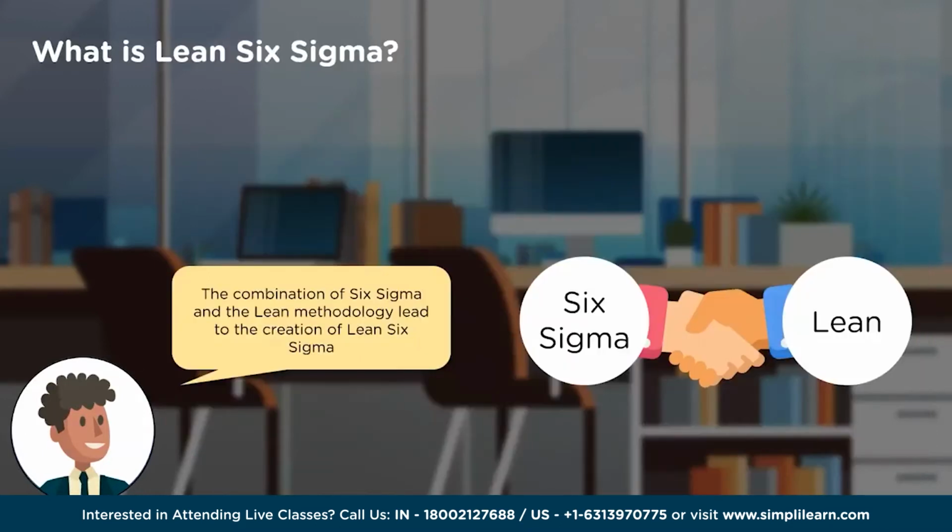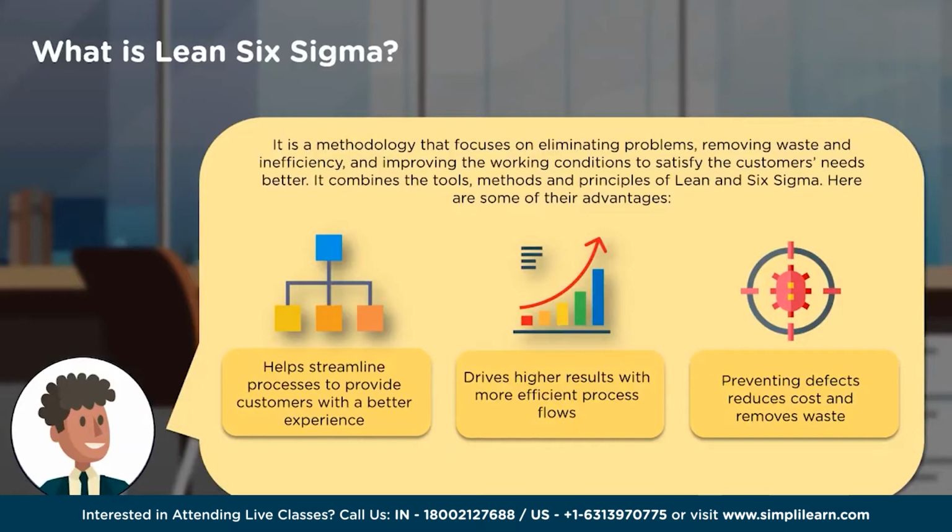So what exactly is Lean Six Sigma? What if you could combine the best of both worlds? The combination of Six Sigma and Lean methodology led to the creation of Lean Six Sigma. Lean Six Sigma is a methodology that aims to solve problems, remove any form of waste or inefficiency, and improve the working conditions of employees to make sure that they can serve the customers better. Now, this is a combination of the tools, methods, and principles that are employed in Lean and Six Sigma.